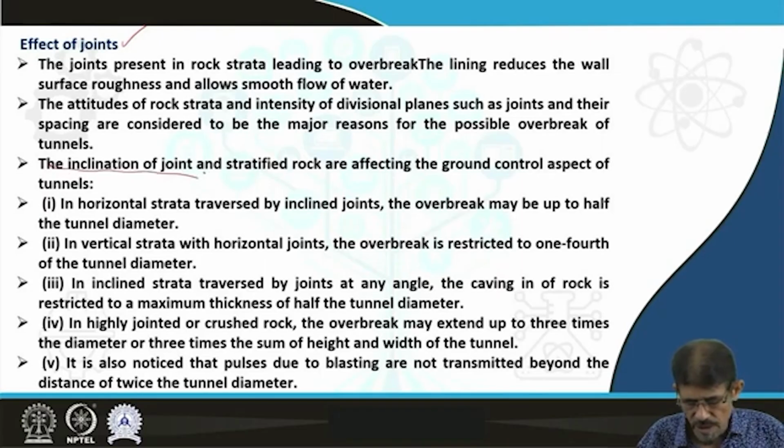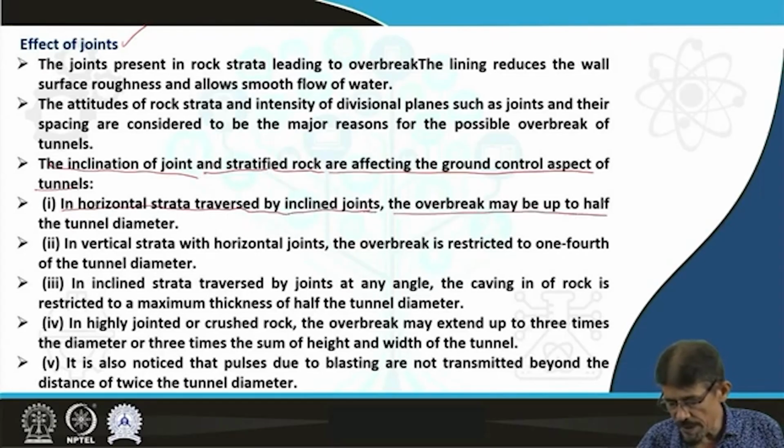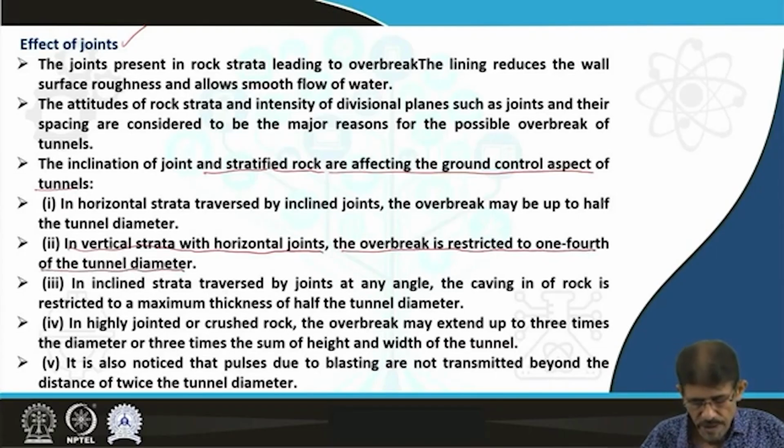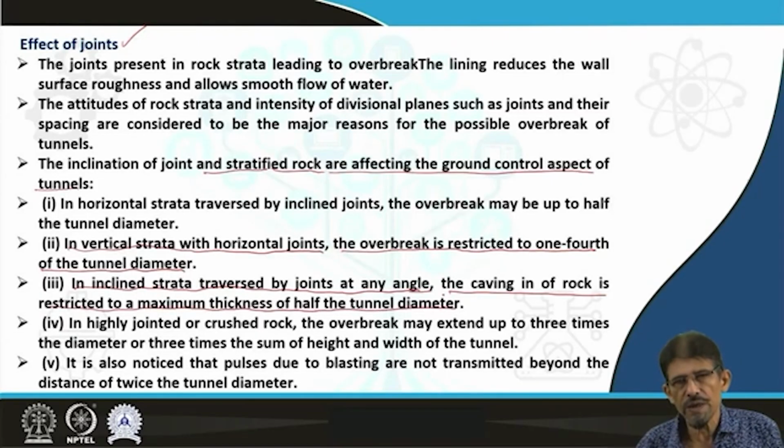So the inclination of joints or stratified rocks affects the ground control aspects of the tunnel. In horizontal strata traversed by inclined joints, the overbreak may be up to half of the tunnel diameter, therefore it is required to be considered in design. In vertical strata with horizontal joints, the overbreak is restricted to 1/4 of the tunnel diameter. This point should be incorporated during the planning and design of tunnels. In the case of inclined strata traversed by joints at any angle, the caving in rock strata is restricted to a maximum thickness of half of the tunnel diameter, because this situation is problematic in ground control aspects of the tunnel.